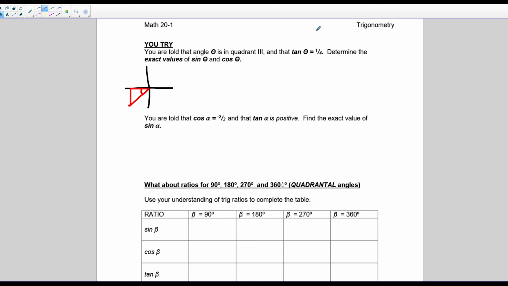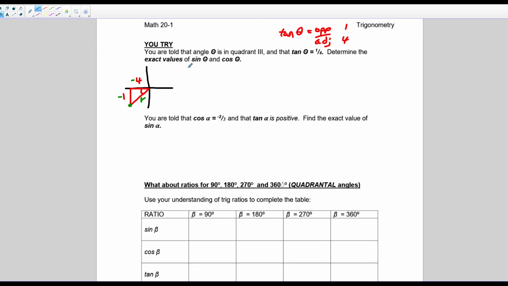And tangent is opposite. So tangent of theta is opposite over adjacent. And because we're looking at opposite over adjacent, we know opposite has to be 1 and the adjacent has to be 4. Looking from this reference angle, that means that this side has to be 1 and our adjacent has to be 4. But because we're in quadrant 3, we know that this value has to be -1, and this value here has to be -4. So we can go ahead and actually figure out the radius or our hypotenuse using those two values. And then from there, we're going to figure out what our trig ratios are going to be.